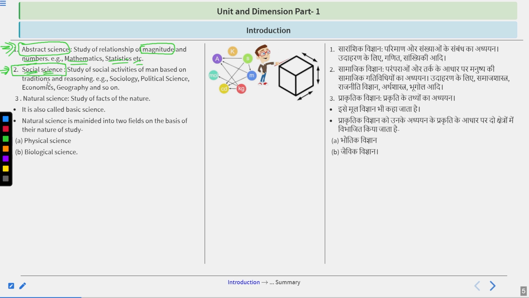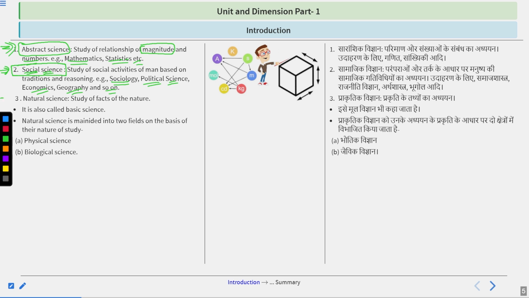Then social science. It is the study of the social activities of man based on traditions and reasoning. Examples of subjects covered under social science are sociology, political science, economics, geography, and so on. These are areas where we have the social activities of man, based on facts, experiments, and observation in relation with the tradition and reasoning that we have in the society we live by.